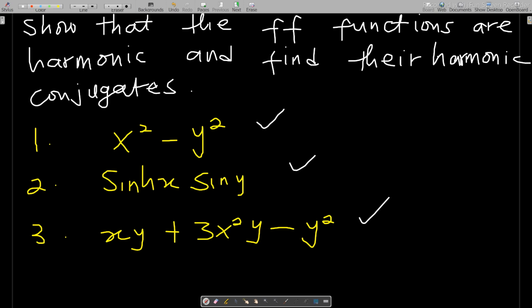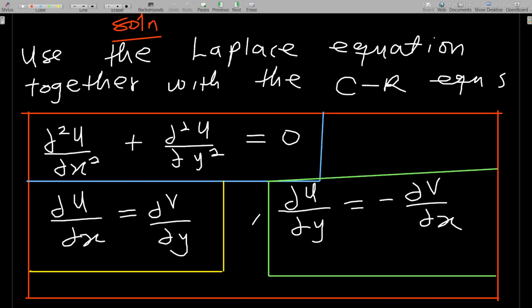Show that the following functions are harmonic and find their harmonic conjugates. With respect to this, you just look at it and think about how to solve this question. I have a hint on the next page which says that to solve this, you need to use the Laplace equation together with the CR equations. So we use the Laplace equation first.